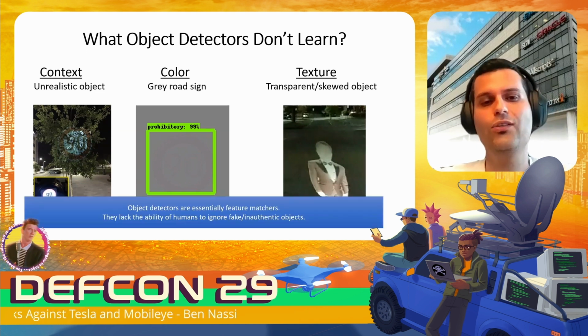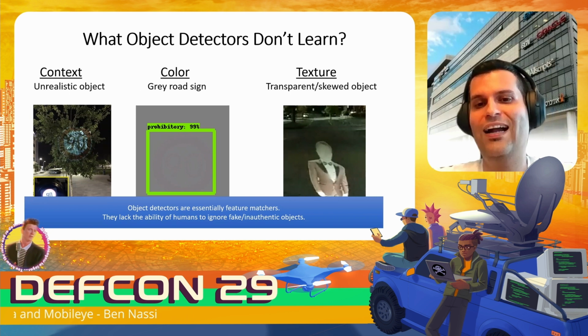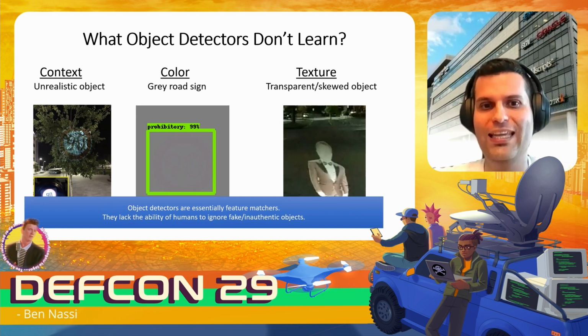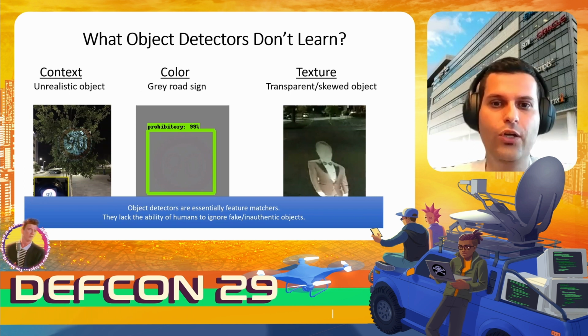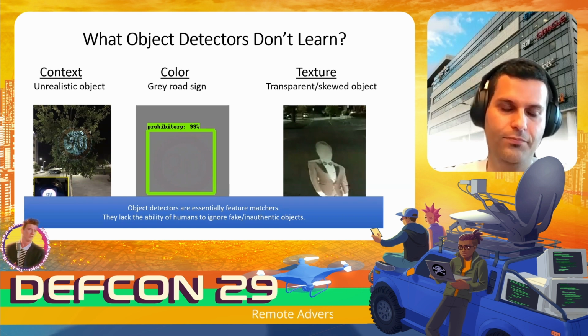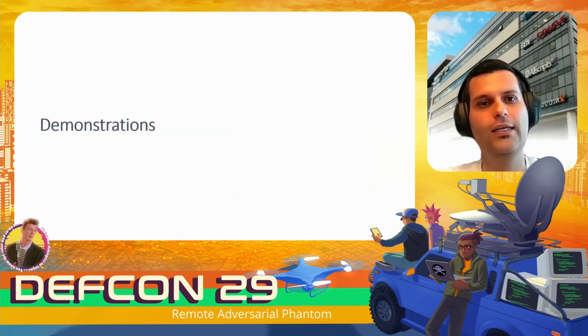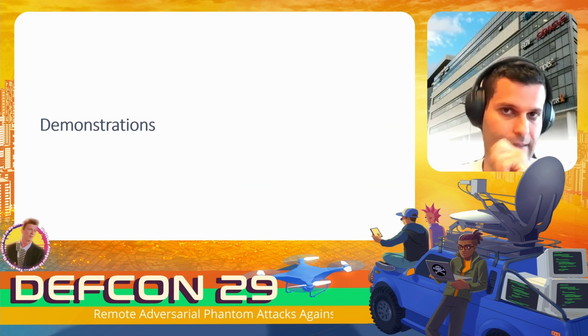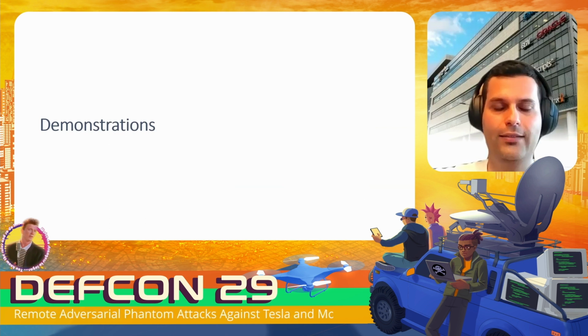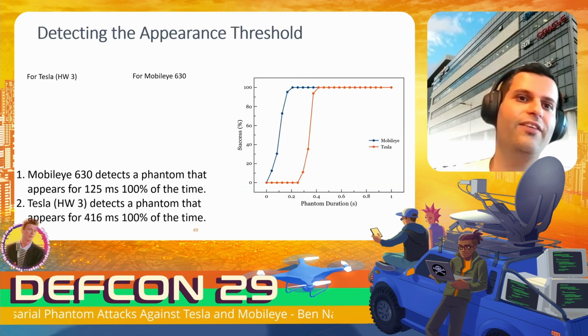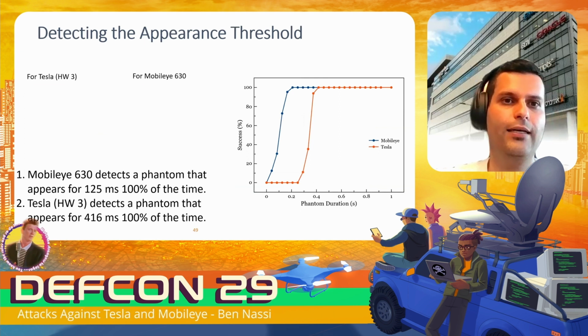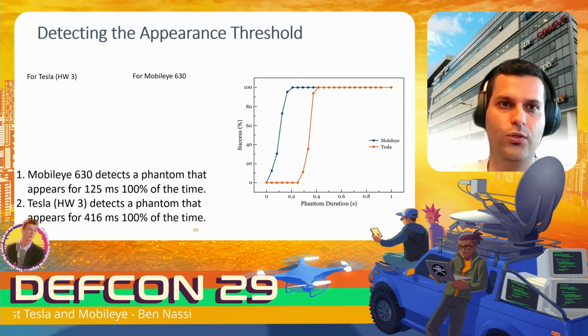And we would like to mention that object detectors are essentially feature matchers. They lack the ability of humans to ignore fake objects. So let's try to understand how this fact can actually be exploited by attackers. The first thing that needs to be determined by attackers is the appearance threshold.